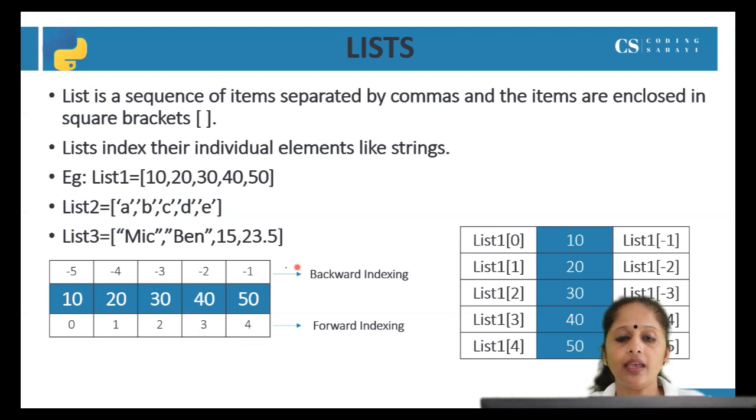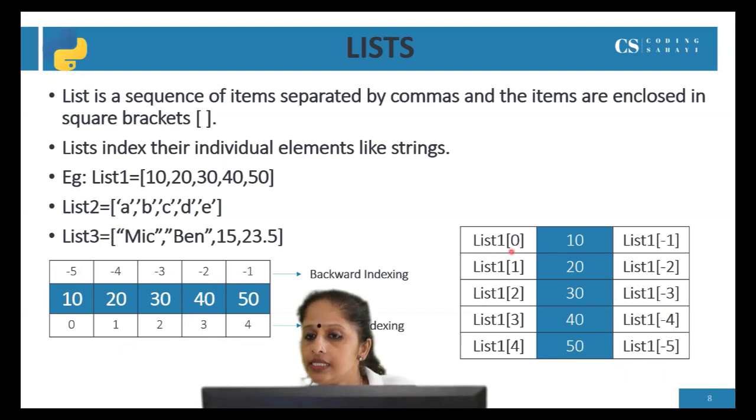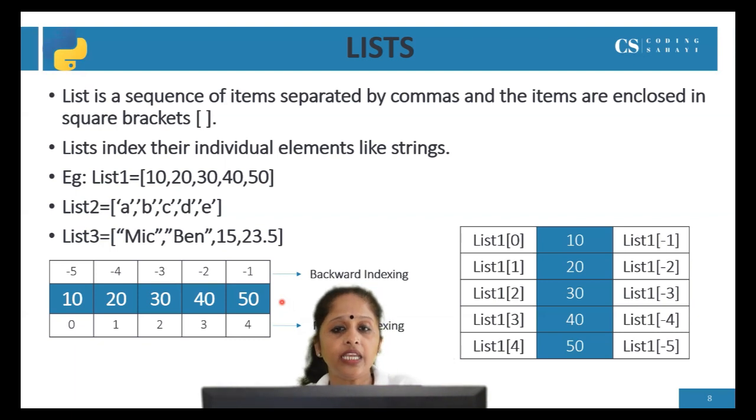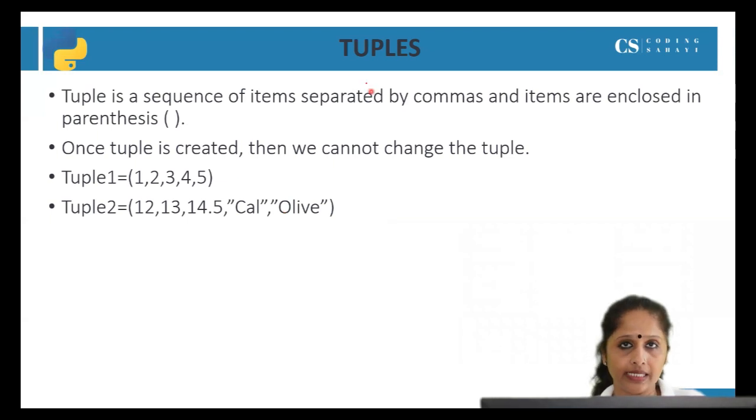Same way backward indexing is there. So the last location is identified as -1, -2, -3, -4, -5 like that. So in both ways you can access the values. You can see here list 1 of 0 is 10. Same way list 1 of -1 is also 10. Okay. So list 1 of 1 and list 1 of -2 both are the same. It is 20. So this way you can access the list. So a list is a sequence of items separated by commas, and any type of data can be enclosed within this square bracket.